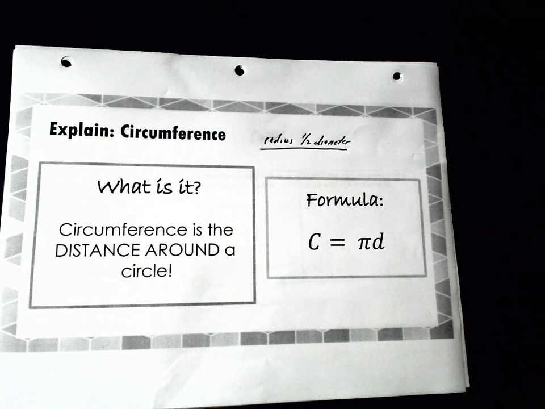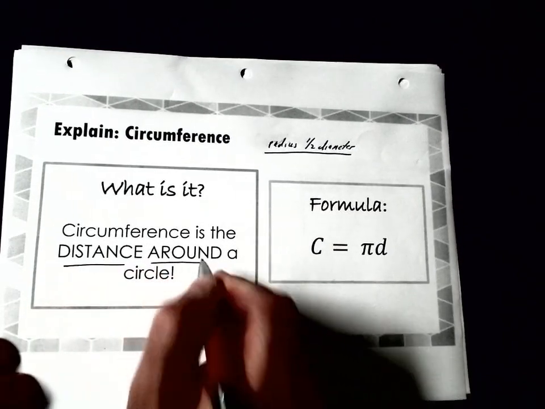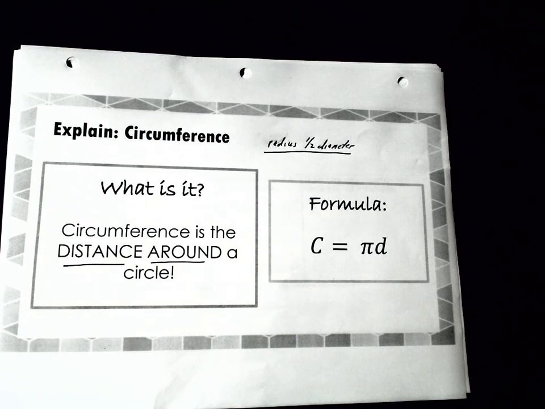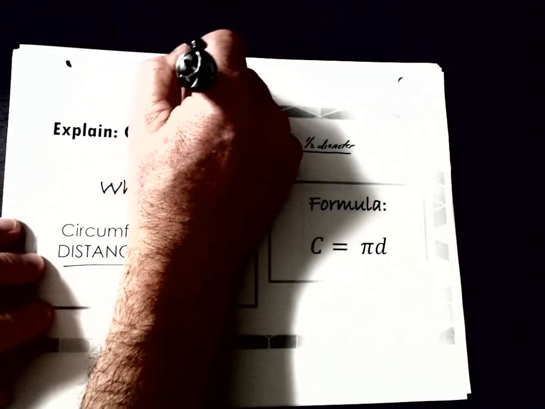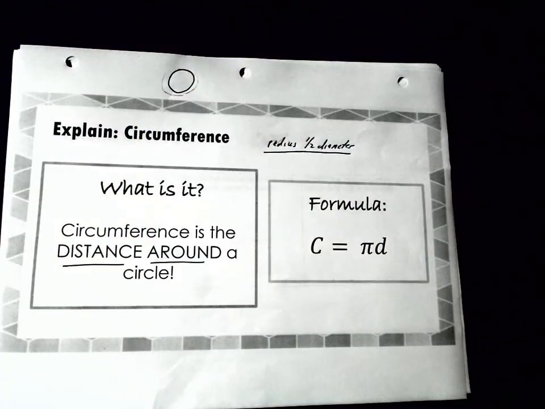Now, what we're going to do is start with circumference. And what is the circumference of a circle? It is the distance around the circle. The distance around the circle. So if we drew a circle, the distance around the circle is the circumference.